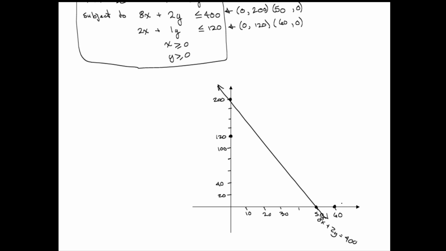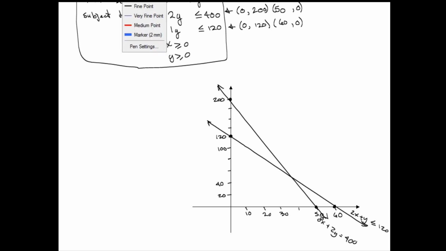So here's my second line. And I'm going to label that one also. So we have 2x plus y less than or equal to 120. We know we're in the first quadrant from our non-negative constraints. So now we do our shading.